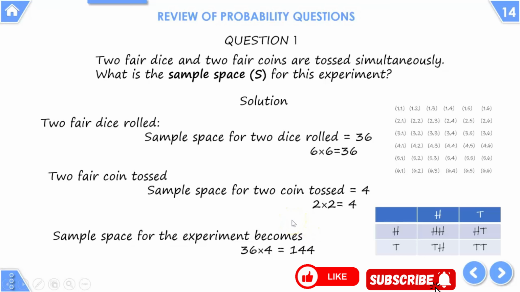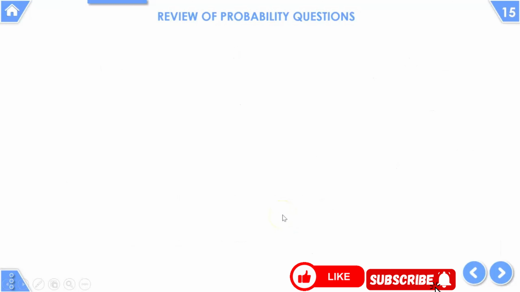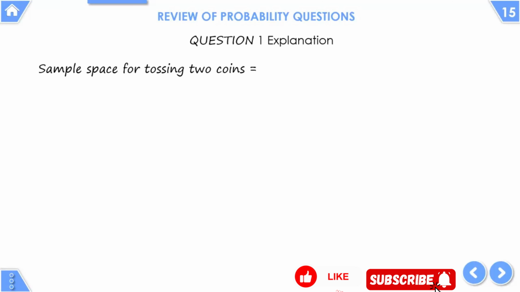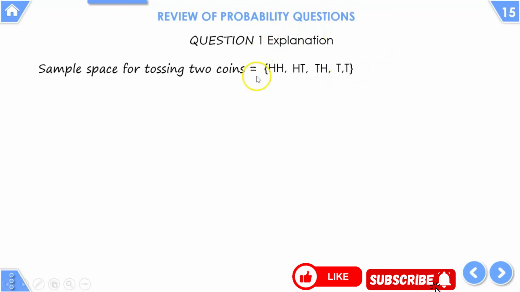I want us to look at how perfectly we can list the sample spaces while combining these outcomes of the 2 dice and the 2 coins. How we can combine these 2 so that we can have the outcomes for this particular experiment. Let's check that out. Now these are the explanations. So the sample space for tossing 2 coins is head-head, head-tail, tail-head, and then tail-tail. And these are the final outcomes, or the sample space, you are going to get for tossing 2 coins.